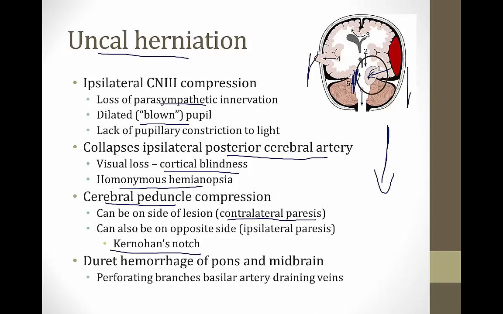And then finally, there's something called direct hemorrhages of the pons and midbrain when you get breakdown of perforating branches of the basilar artery or the draining veins. And this can occur with other herniation syndromes too, but it does occur with uncal herniation.